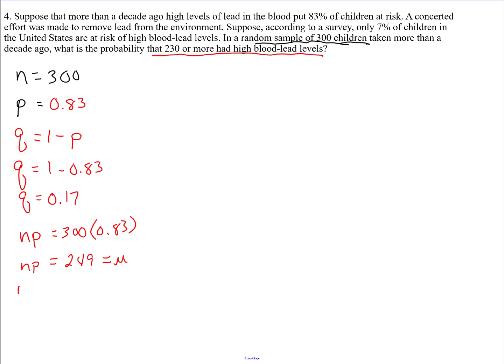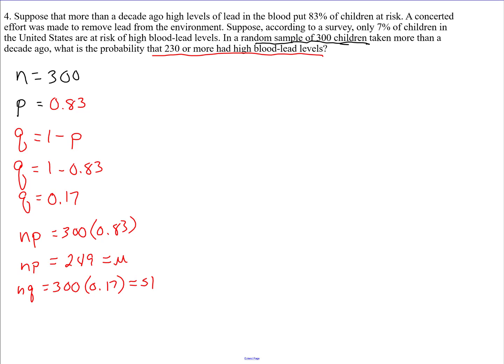So next we need to check n times q. Well, that's 300 times the 0.17, which is 51. Again, that's bigger than 5, so we're good. So because both np and nq are greater than 5, we can do a continuity correction.